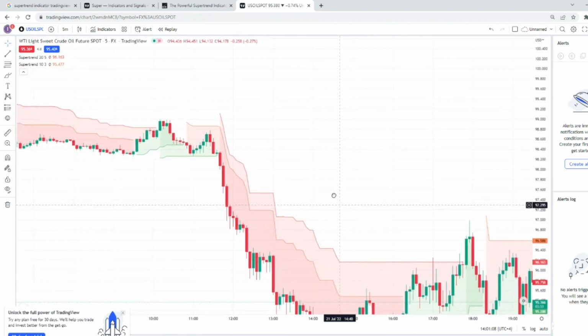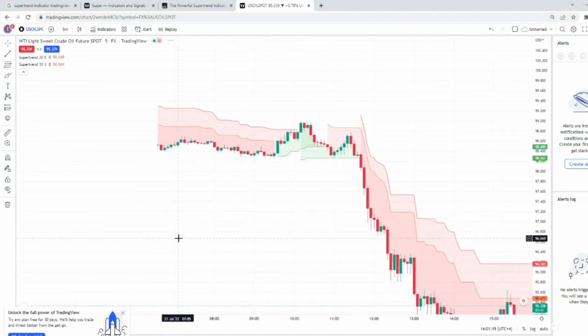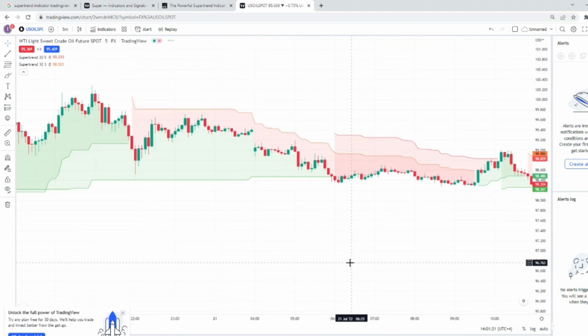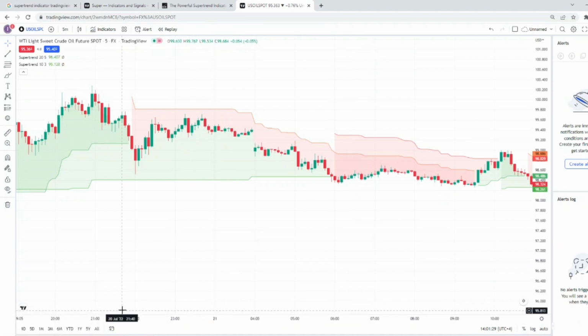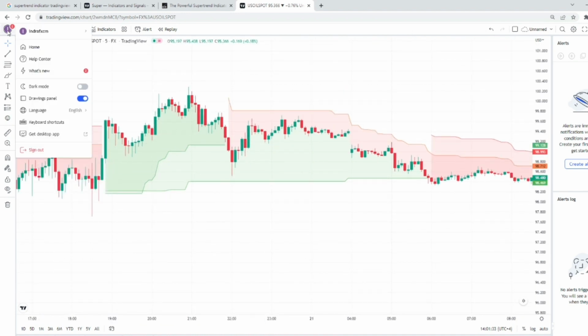Here's what I mean. We will use the supertrend indicator on two different settings. The first one will be the default supertrend with a 10-period ATR and a 3x ATR multiplier. This will show us the short-term trend of the market. The second supertrend will be a 20-period ATR and a 5x ATR multiplier. Therefore, it will indicate the long-term trend of the market.